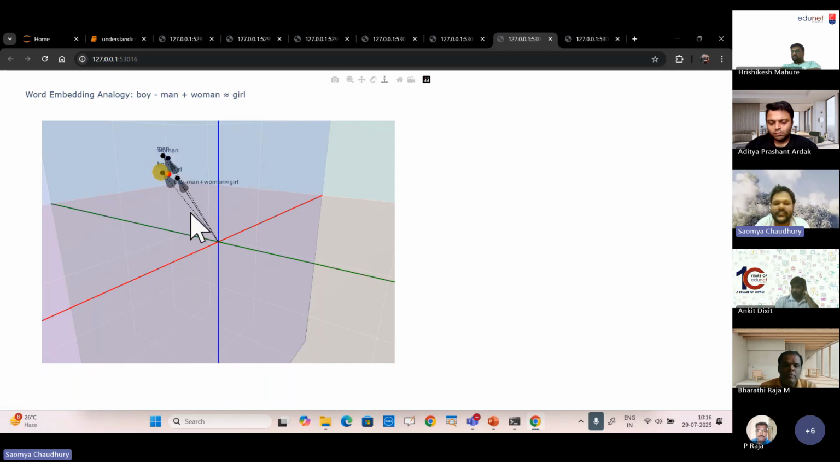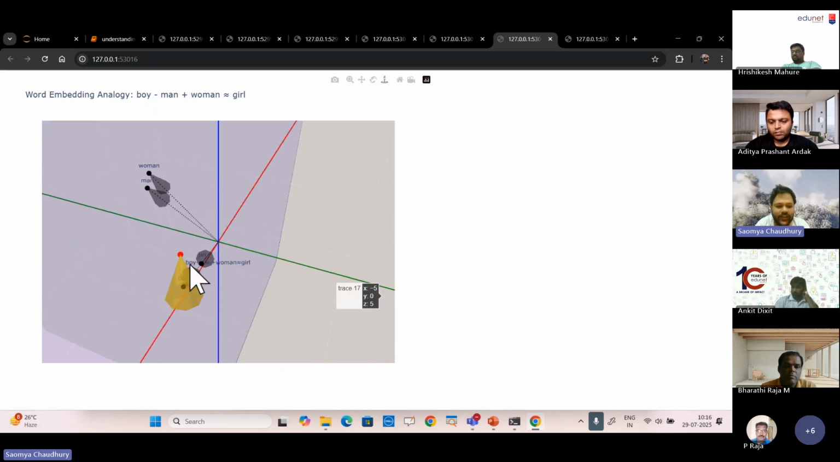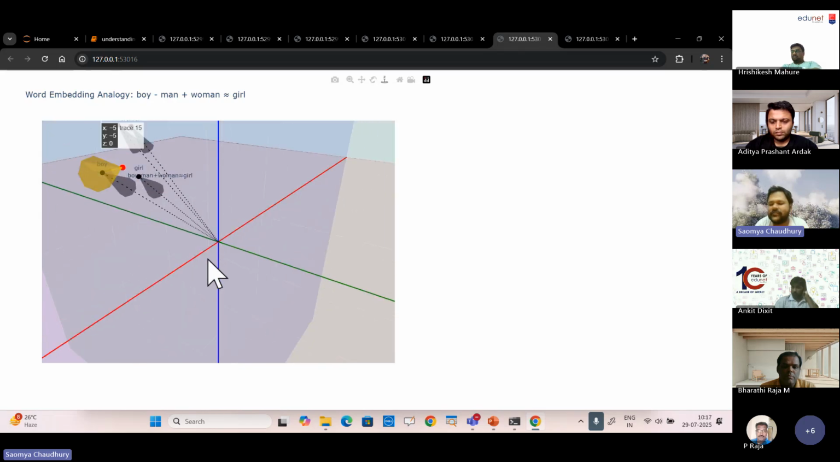Whereas if you do the analogy which I've written here, just like we say boy minus man plus woman is equivalent to girl, that comes out to be this red point here. This is also the girl point. But you can see that they are very close to each other, like we discussed yesterday. So that is the motivation behind what we are talking about here, in all of these contexts.